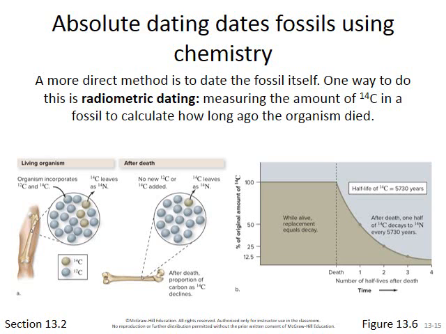Absolute dating dates fossils using chemistry. This is a more direct method to date the fossil. One way to do absolute dating is called radiometric dating. Radiometric dating uses isotopes to determine the age of some of these fossils.